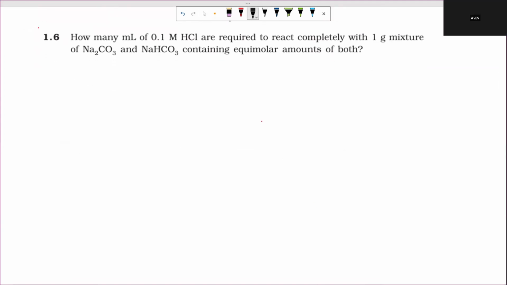If it is given to you, how many milliliters of HCl is required to react. So what is it asking? It is asking volume. Okay, mL. And molarity is given to you. That is M1 is given to you, 0.01, required to react completely with 1 gram of a mixture of Na2CO3 and NaHCO3 containing equimolar amounts of both, means both are going to have equal moles. Equimolar means they are going to have 1 mole of both. Okay, got it?